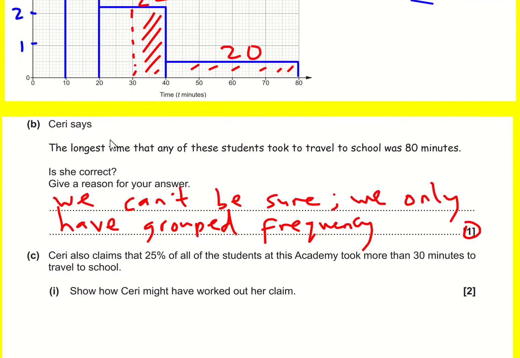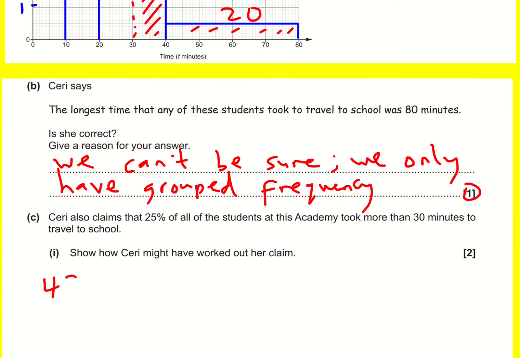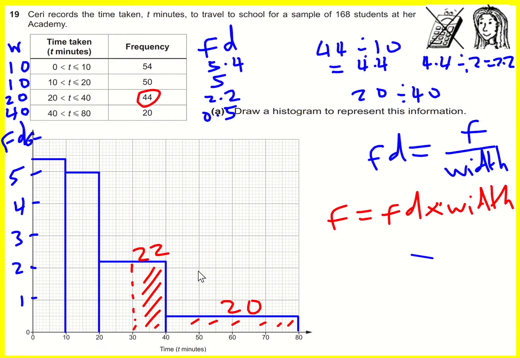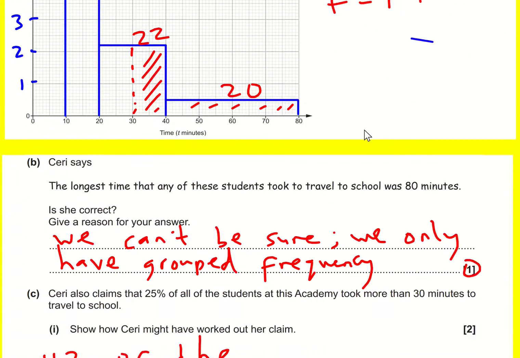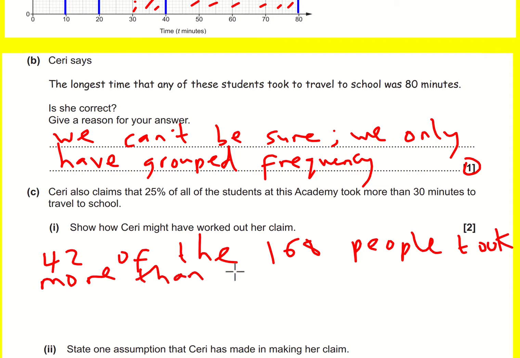So I'm just going to say that 42 people, okay, there's one thing, I don't have the total number of people, do I? 168, it tells me. If I didn't have that, I could have added these up. So 42 of the 168 people, or students, I'll get away with people, took more than 30 minutes.